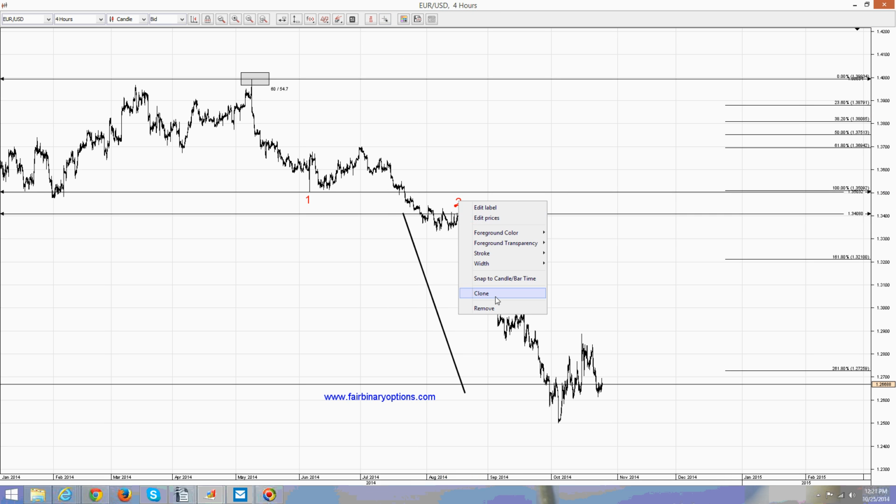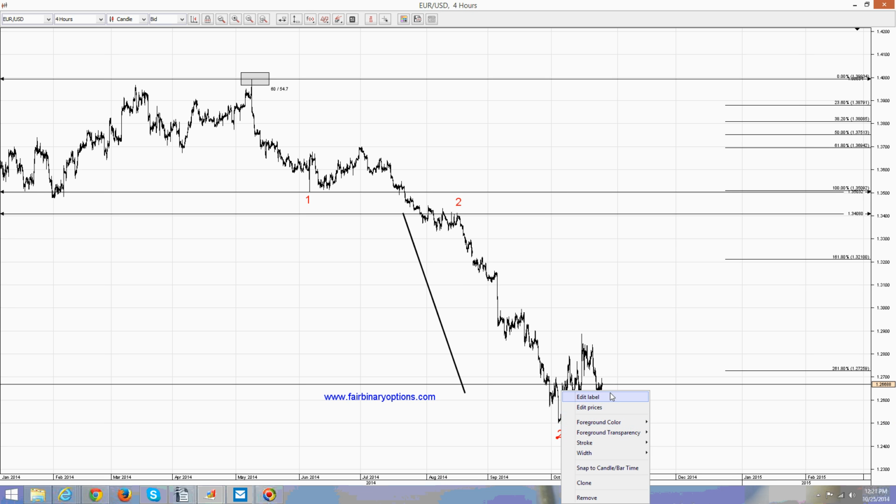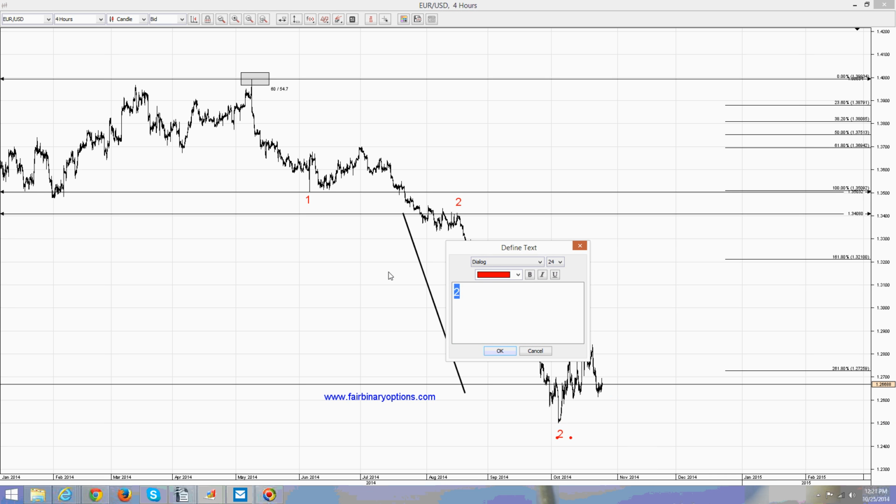So you take this one and you put it here, and you have an impulsive move for the third wave, more than 161.8. The extension is there, so Mr. Elliott is really happy there. But then we should look at the principle of alternation.